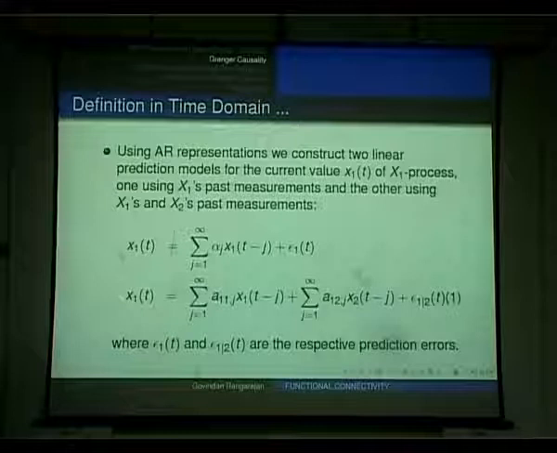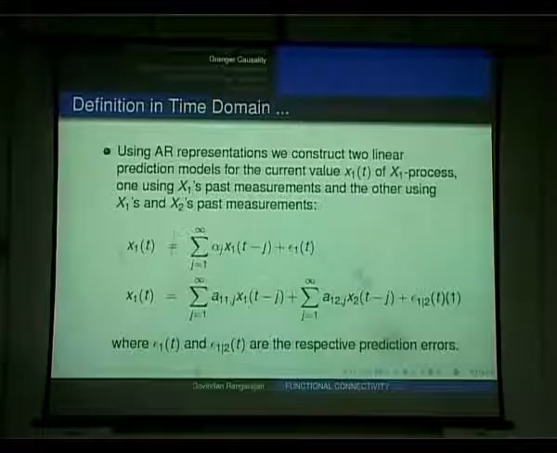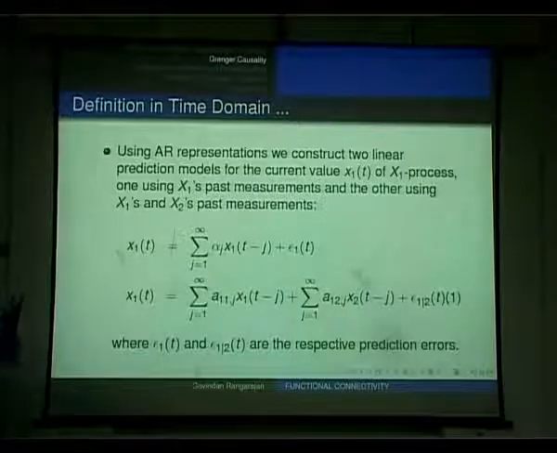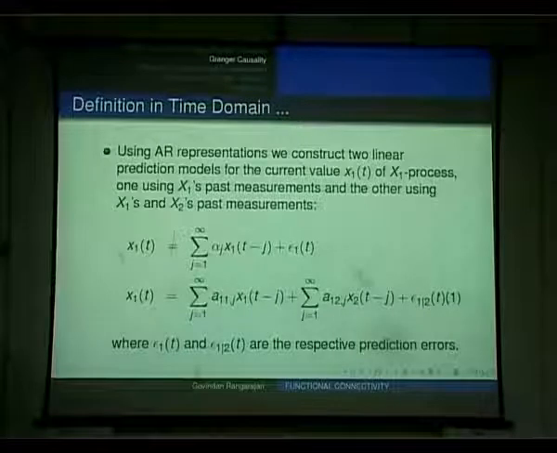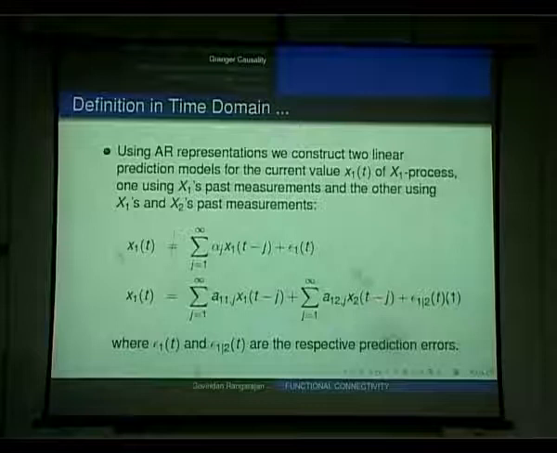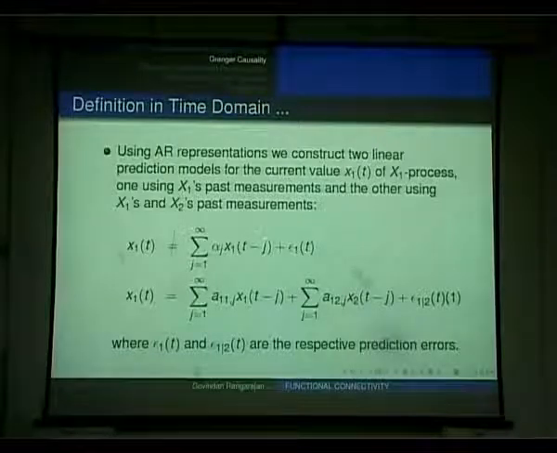Next, you try to predict the current value of x1, not only using the past values of x1, but you also use the past values of x2 to predict the current value of x1. So now we are putting in more information. You are using not only the past of x1, but also the past of x2 to predict the current value of x1. Then you get some other error, which I call epsilon 1 given 2. Now, if this error is smaller than the first error, then you say that x2 has a causal effect on x1.